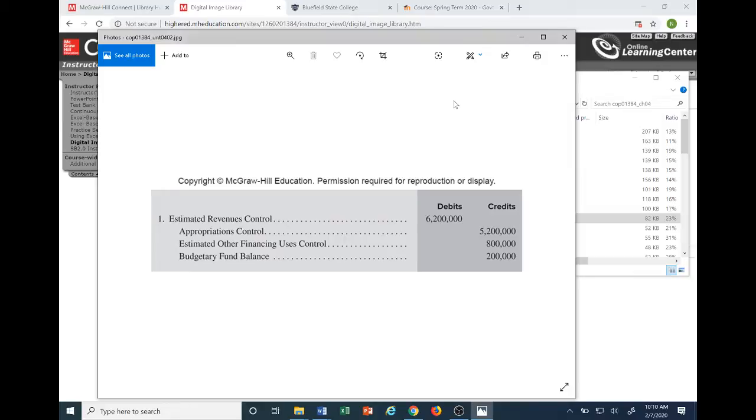So with that being said, let's start by looking at recording the budget here in the book, and like I said, just bear with me. I'm going to pick out some data to read, and then we'll explain these journal entries.